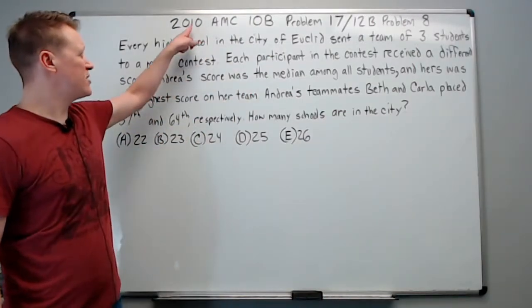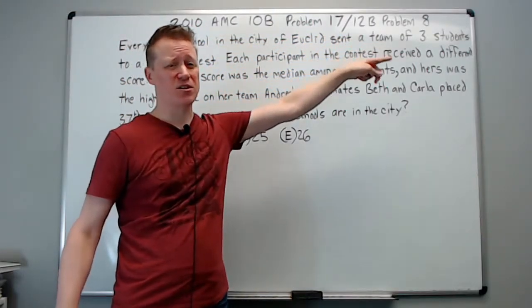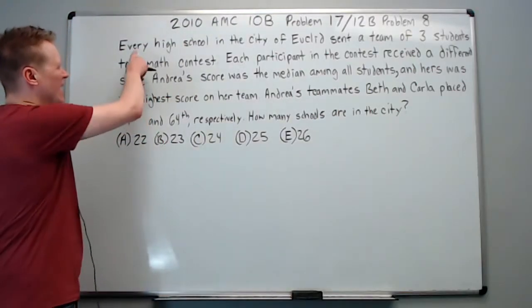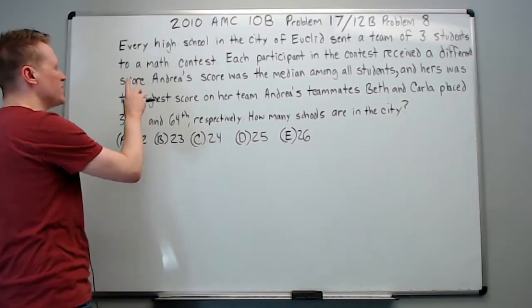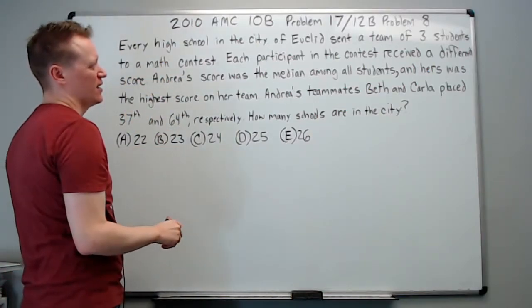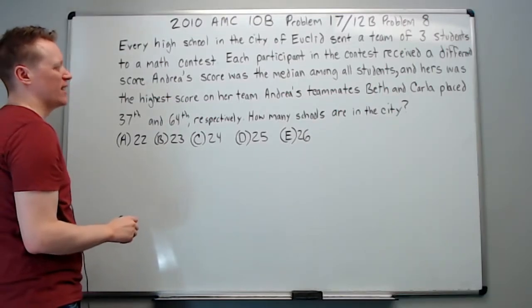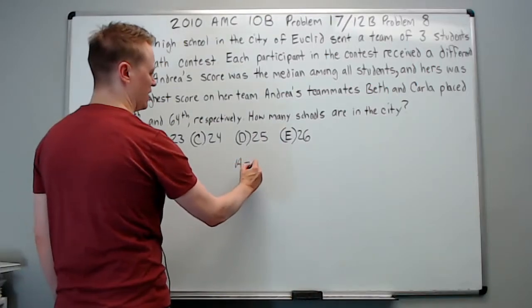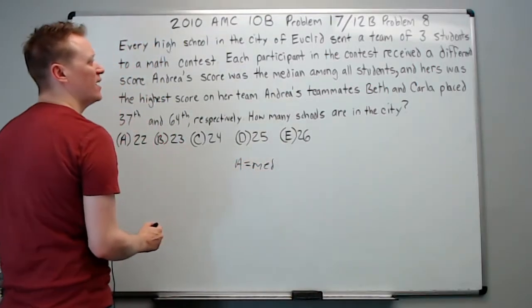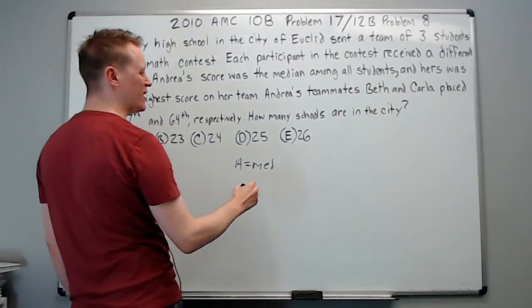All right, so this is the 2010 AMC 10B problem 17. It was also the 12B problem 8. Every high school in the city of Euclid sent a team of 3 students to a math contest. Each participant in the contest received a different score. Andrea's score was the median among all students. So Andrea equals the median, and hers was the highest score on her team.